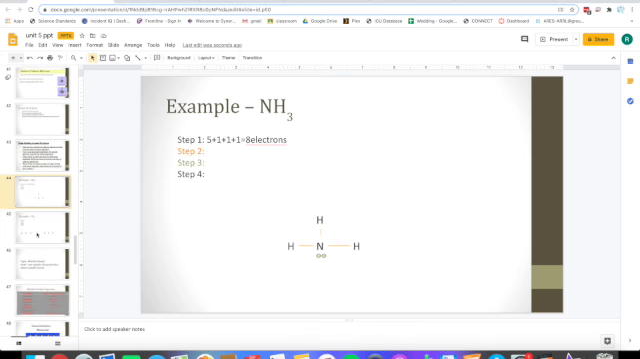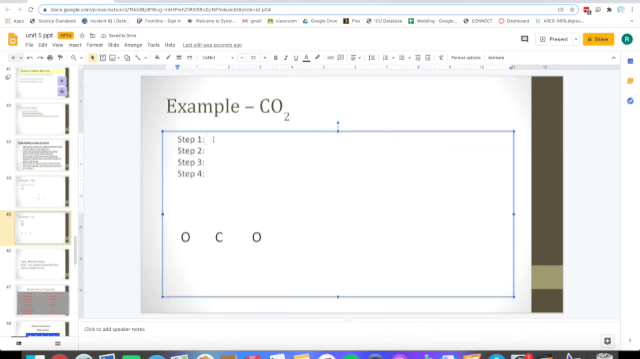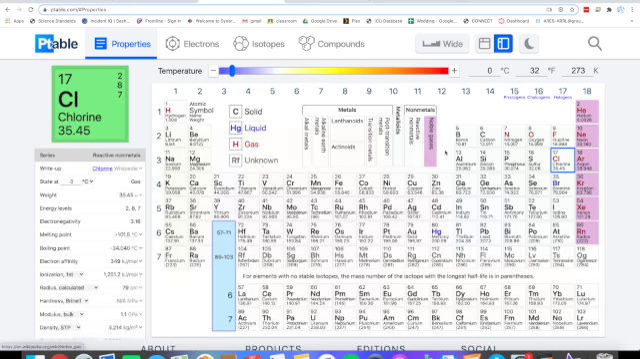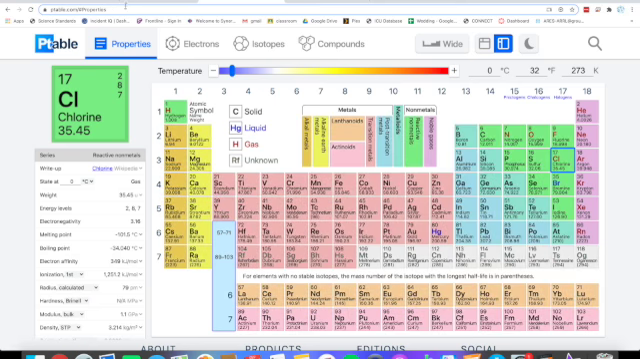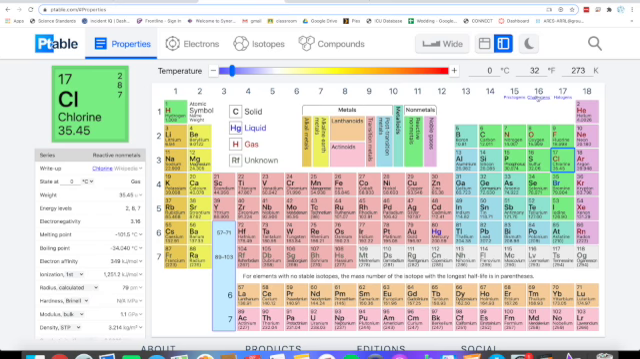So let's do one more example. So step 1, we need to add up the number of valence electrons. So C for CO2, I already have it written out, so let's look at our periodic table. C is right here, so it has 1, 2, 3, 4 valence electrons. Let's look at oxygen, which we did earlier, but I'll show you again, is right here. So it has 6 valence electrons, 1, 2, 3, 4, 5, 6.